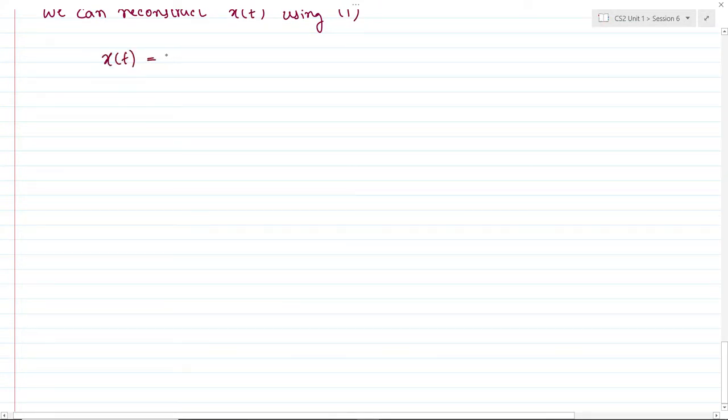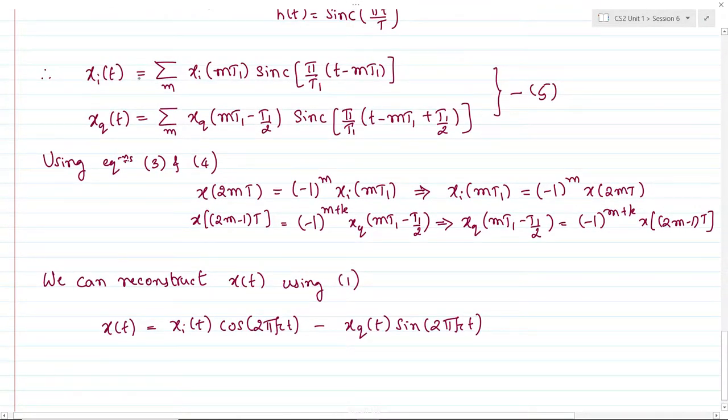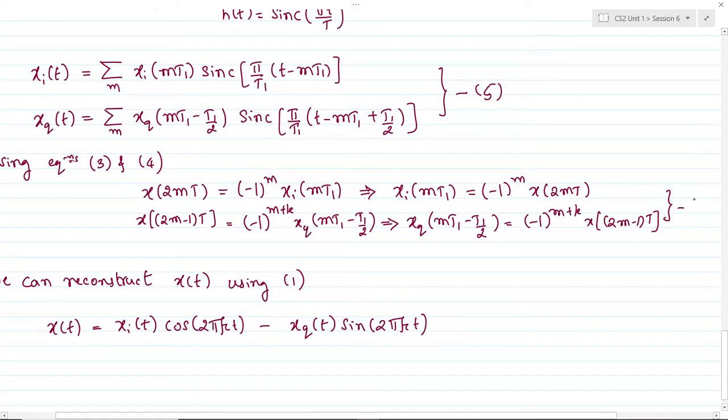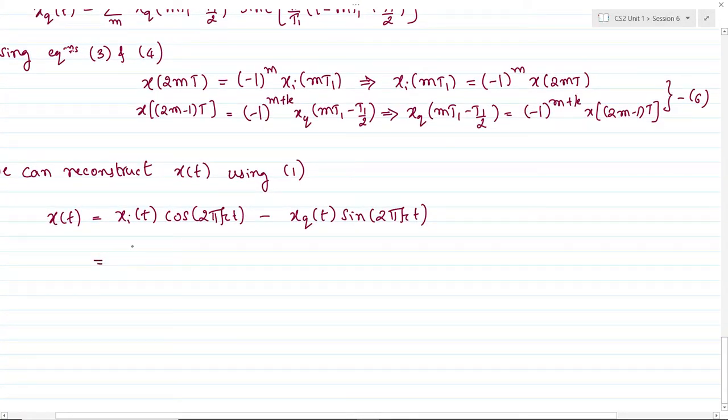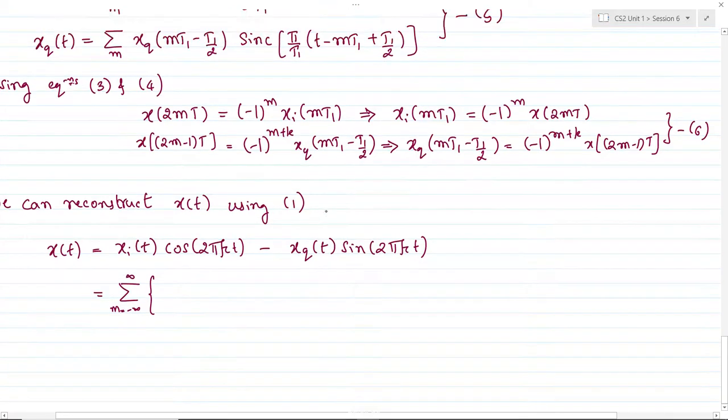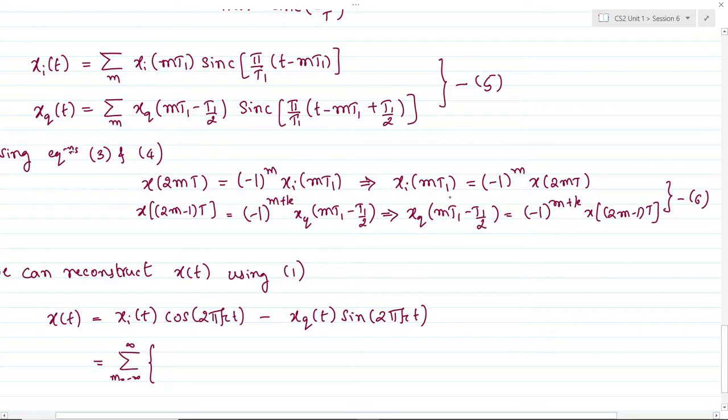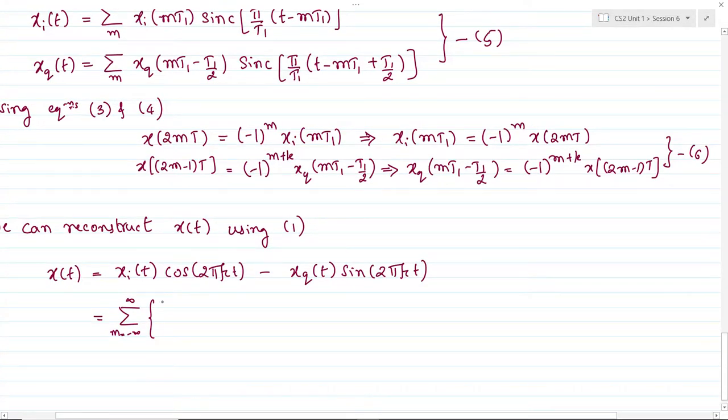So what is xi of t and xq of t? Xi of t is given by equation number 5, and in turn equation number 5 is represented in this fashion. Let us call this equation 6. So we can utilize equations 5 and 6 and substitute in equation 1. We can write xi of t as the summation, m varying from minus infinity to infinity, of xi of mt1, which can be substituted from equation 6. Utilizing both 5 and 6, this can be written as minus 1 per m, x of 2mt, times cos of 2 pi fct times sinc of pi by 2t.